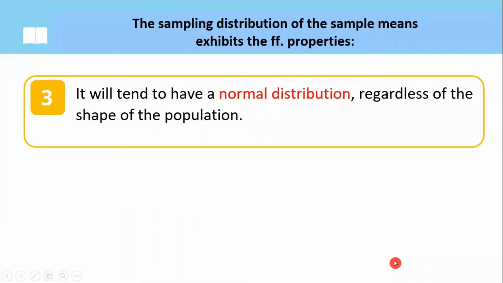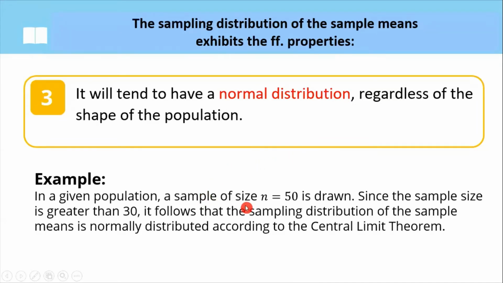As I discussed earlier, the sampling distribution of the sample means tends to have a normal distribution regardless of the shape of the population. And this is supported by the Central Limit Theorem. For example, we have a sample size of 50. Since it is greater than 30, it follows that the sampling distribution of the sample mean is normally distributed according to the Central Limit Theorem.